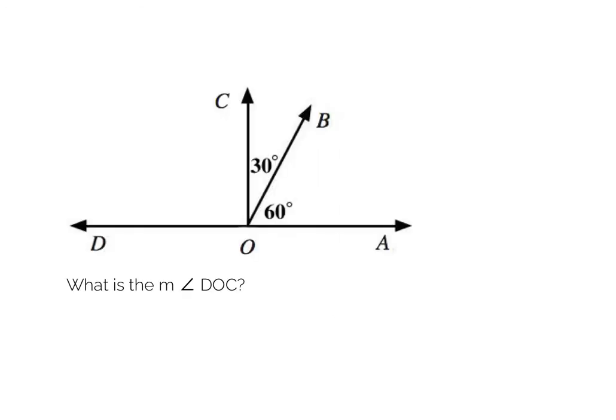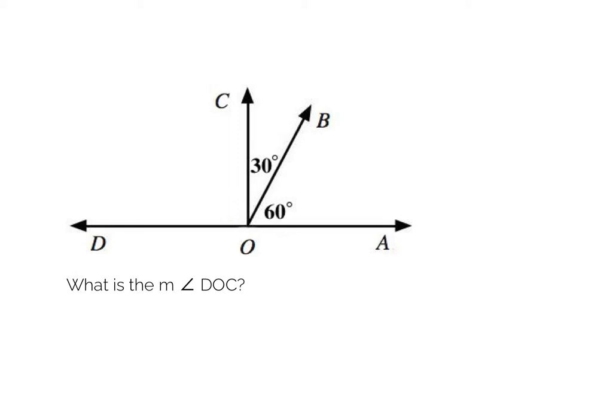Let's move on to finding another set of supplementary angles. This angle that you're searching for is called angle DOC. That means it starts at D, goes over to O, and then goes up to C. Find the measure of angle DOC.